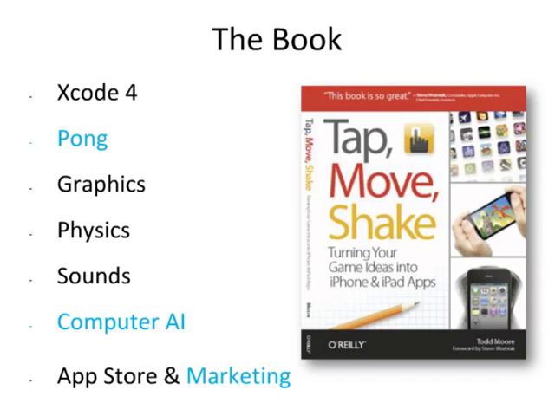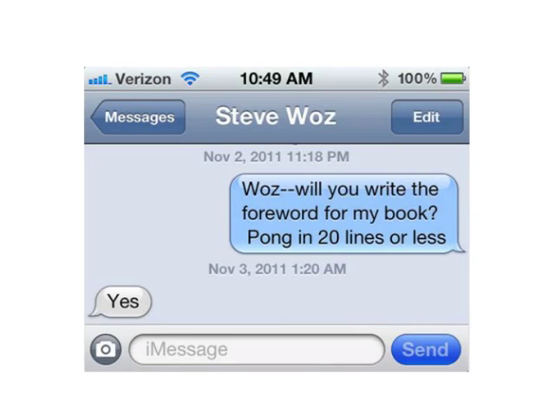One of the questions I get asked a lot about the book is, how in the world did you get Steve Wozniak to endorse it? And it was really as simple as this. I texted him and asked him if he would write the foreword, and I sent him a chapter on Pong, and he wrote me back and said he loved it, and it kind of just went from there.